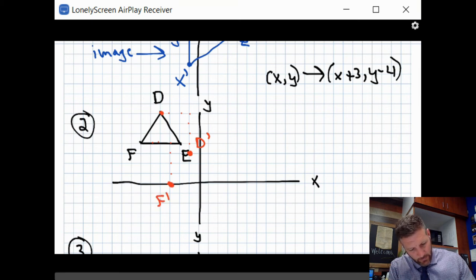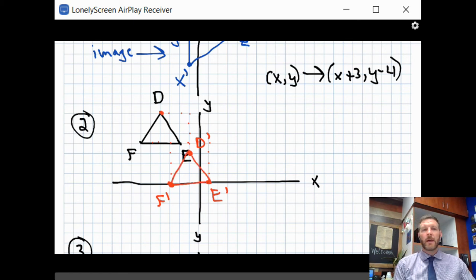So there's my new F. And then same thing with E. 1, 2, 3, 1, 2, 3, 4. So there's my new E. And we can connect those. And so there is my new image coming from the pre-image.